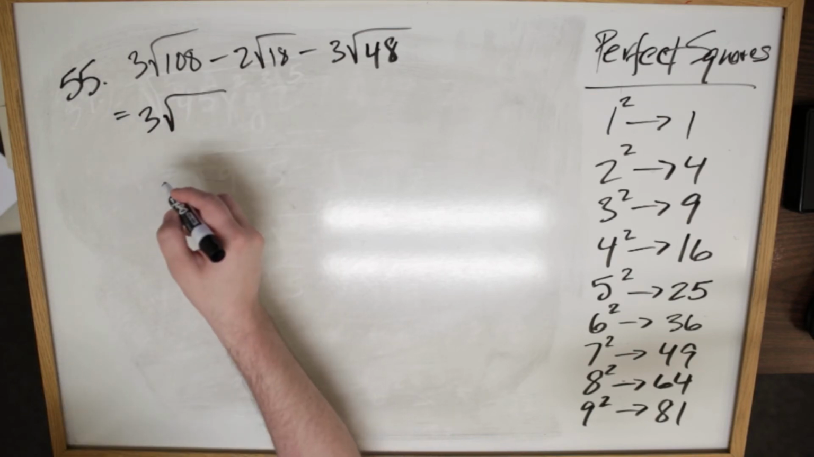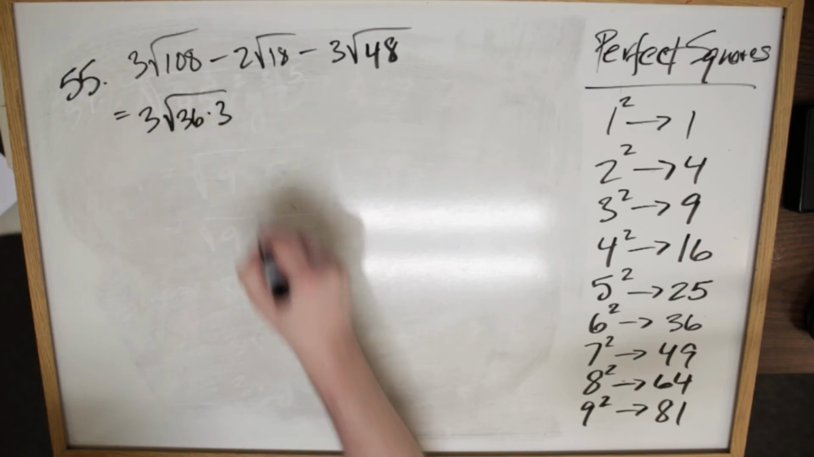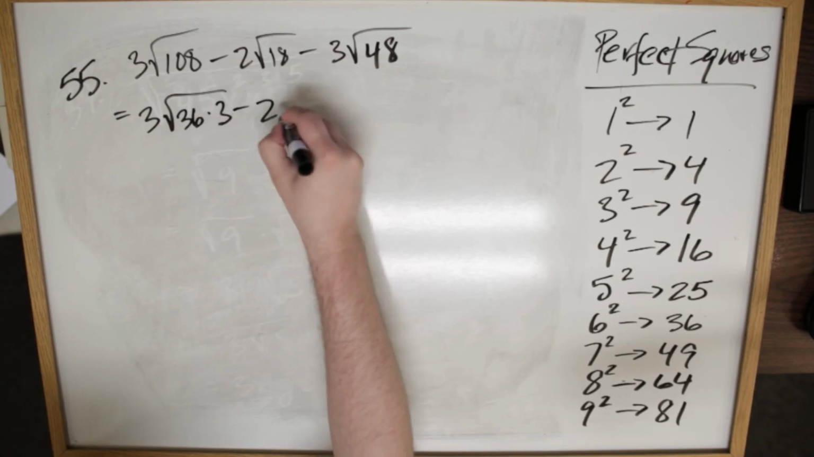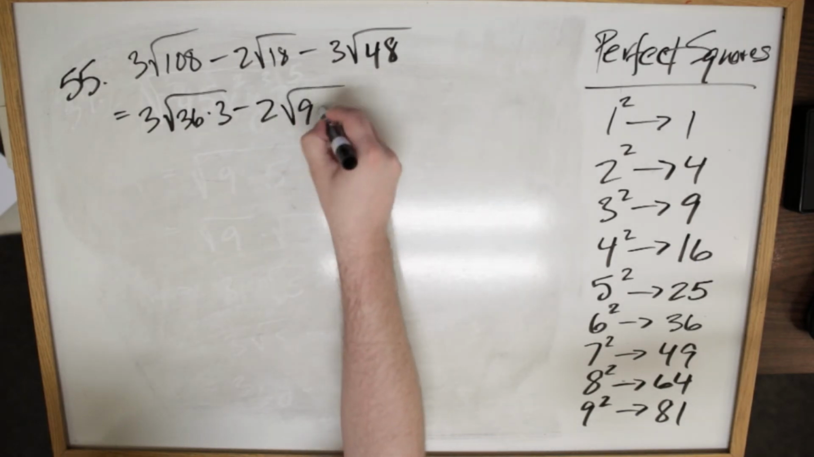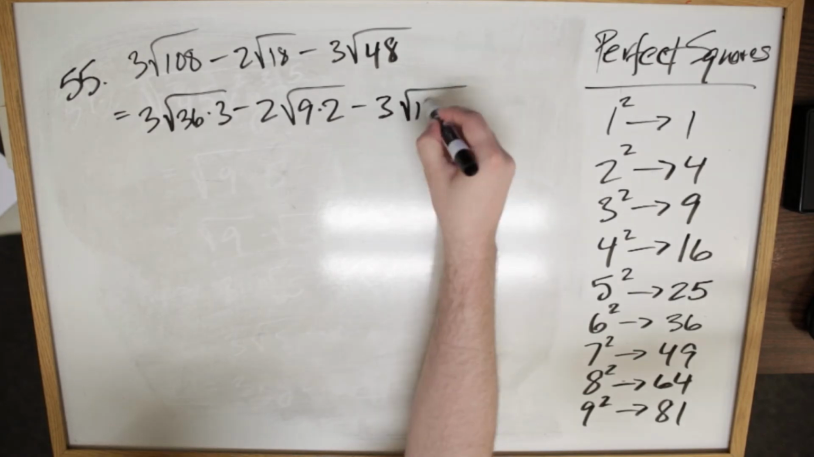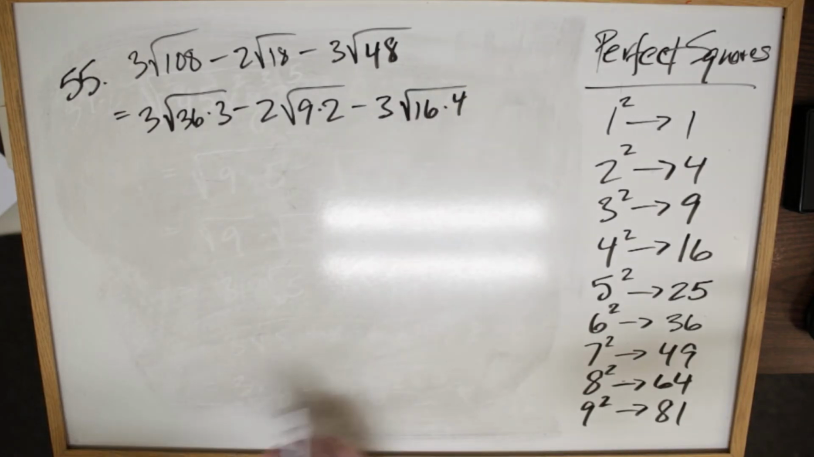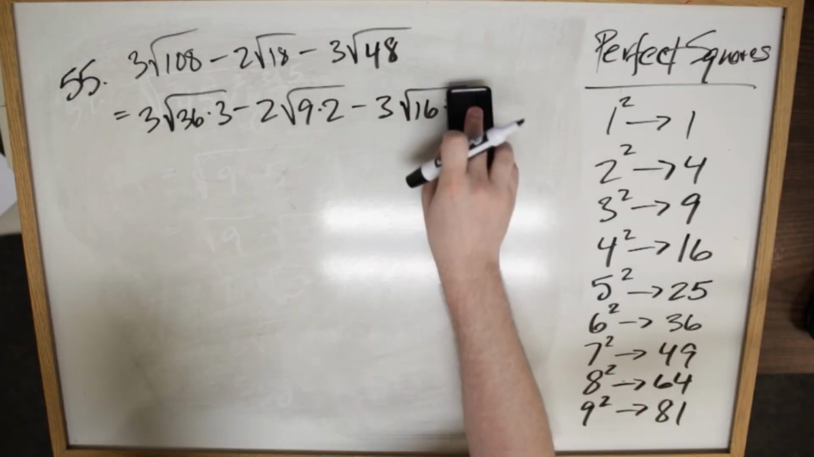We're going to have 36 times 3 minus 2. 18 is going to be 9 times 2. And 48 is going to be 16 times 3, sorry.